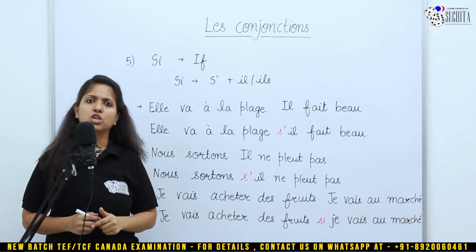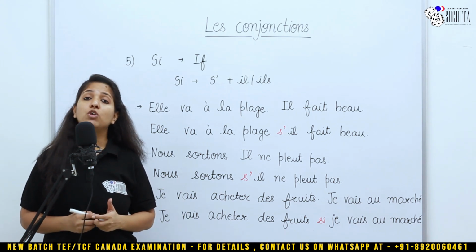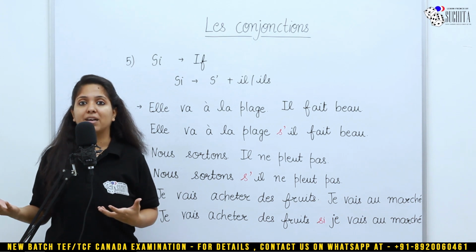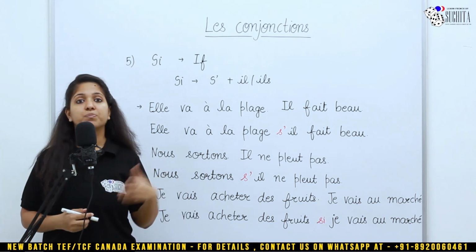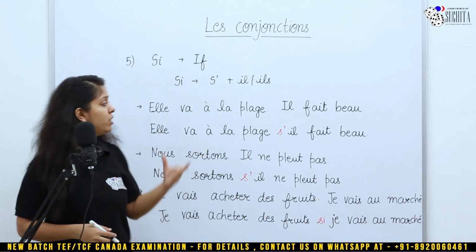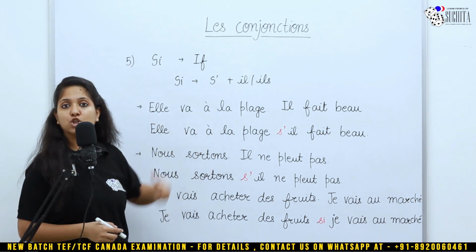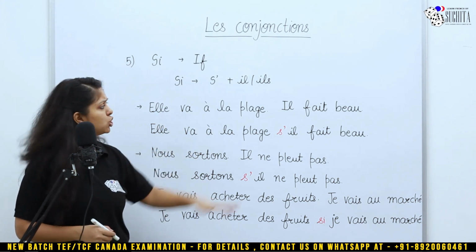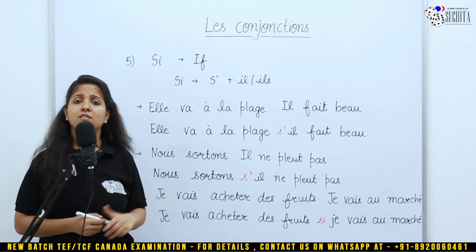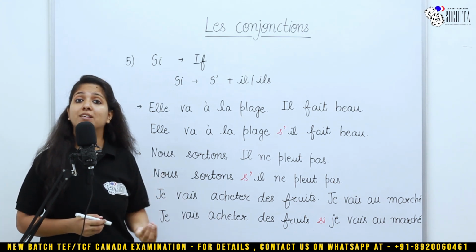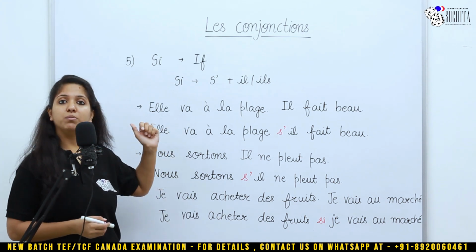When do you use this conjunction? You use this conjunction when you want a condition to be met, when there is a condition in the sentence. Like for example, elle va à la plage. She goes to the beach. The weather is beautiful. So there is a condition. If the weather is beautiful, only then she goes to the beach.